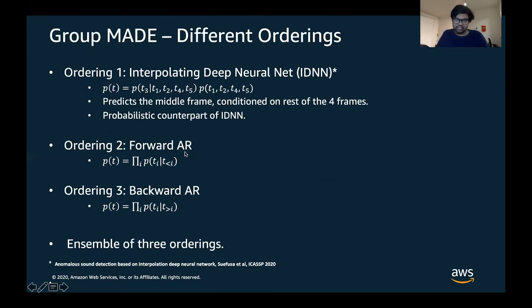The second ordering is the standard forward autoregressive ordering, as I mentioned before. The third one is the backward AR ordering. If you just switch the forward AR, it becomes the backward AR, so it starts from the 5th frame and goes back to the 1st frame. We also do an ensembling of all these 3 orderings. We train group MADE for ordering 1, for ordering 2, and for ordering 3, and then we ensemble these 3 models to get our results.